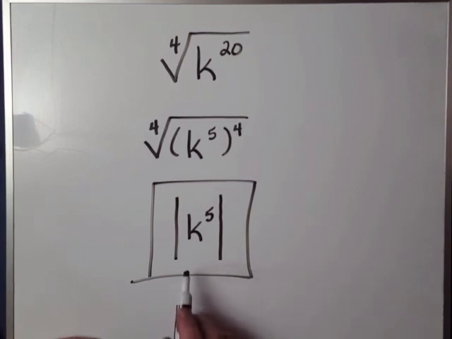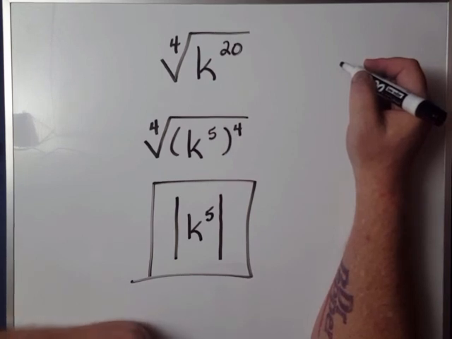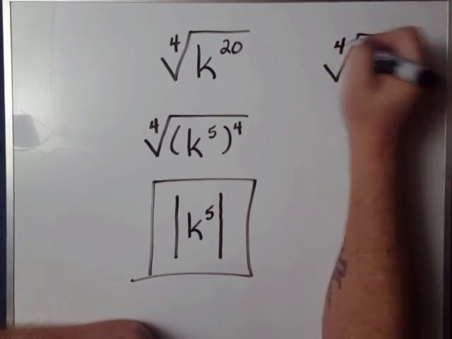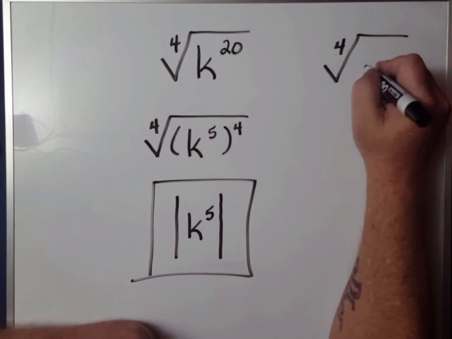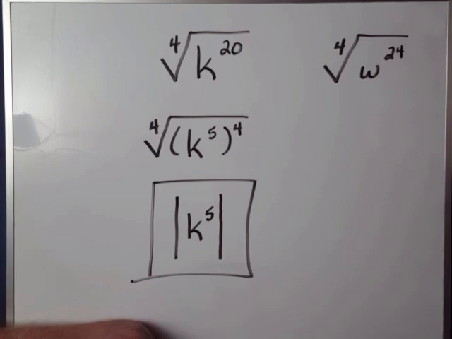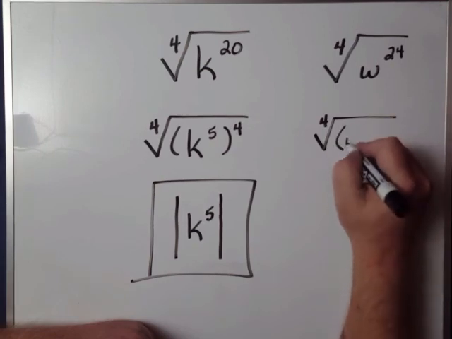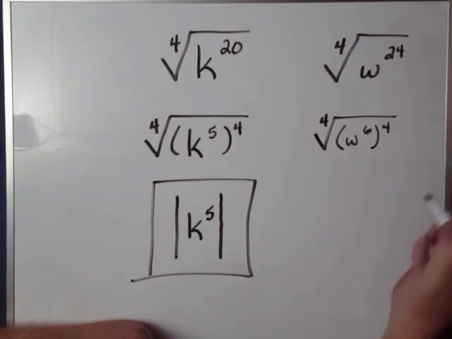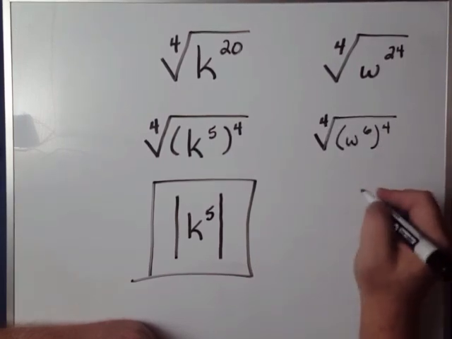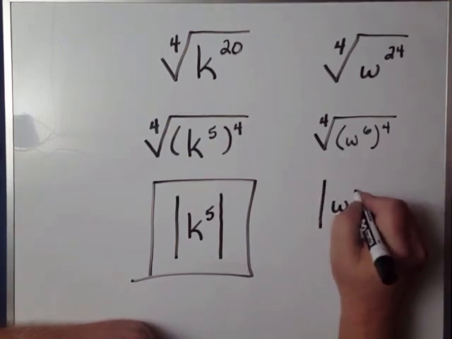Now, there is a little glitch in this type of problem. I don't see that it appears in the homework, but let me just go ahead and show you this. The 4th root of whatever, W to the 24th. If I work it the same way, that's going to be the 4th root of W to the 6th to the 4th. The 4th root of a 4th power is just that base in absolute value bars, because those 4's are even. So this would be the absolute value of W to the 6th.